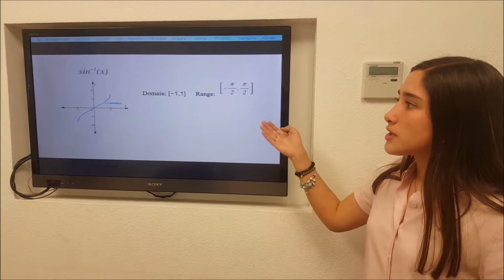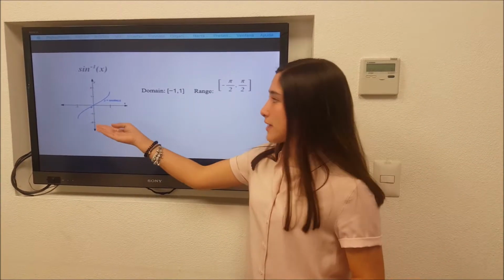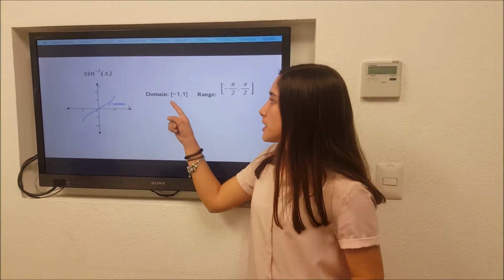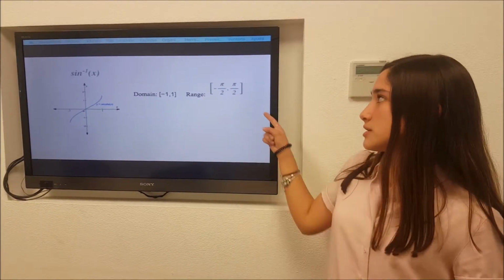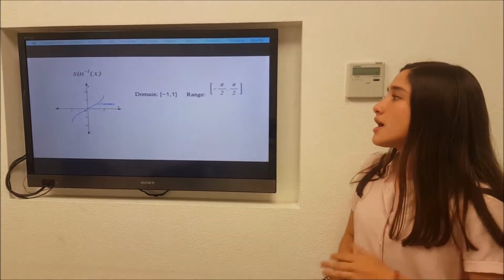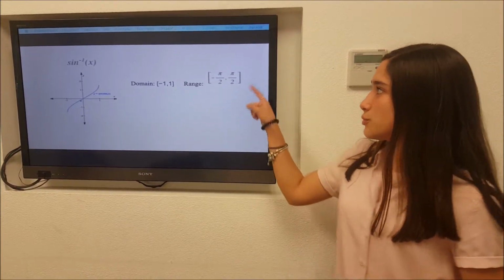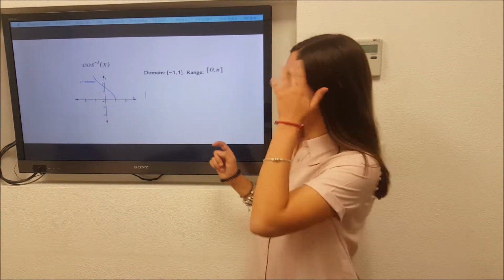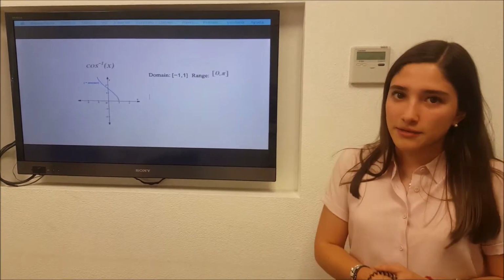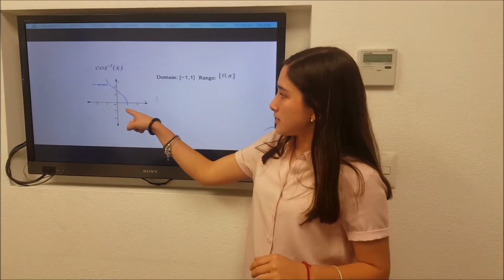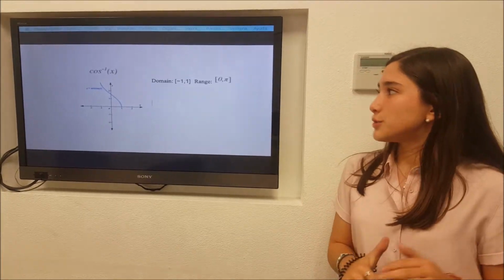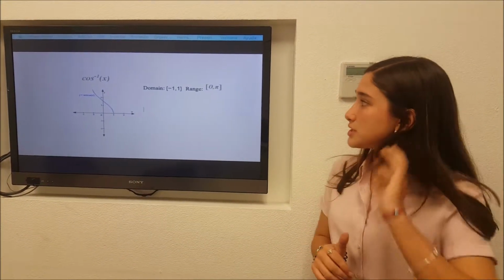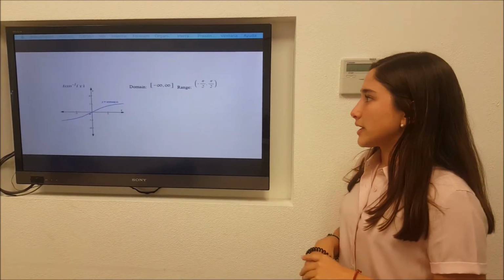So the normal sine inverse graph looks like this. The domain is included negative 1 to included 1, and the range is included negative pi over 2 to pi over 2 included. For the cosine, the inverse function looks like this, and the domain is included negative 1 to included 1, and the range is included 0 to included pi.